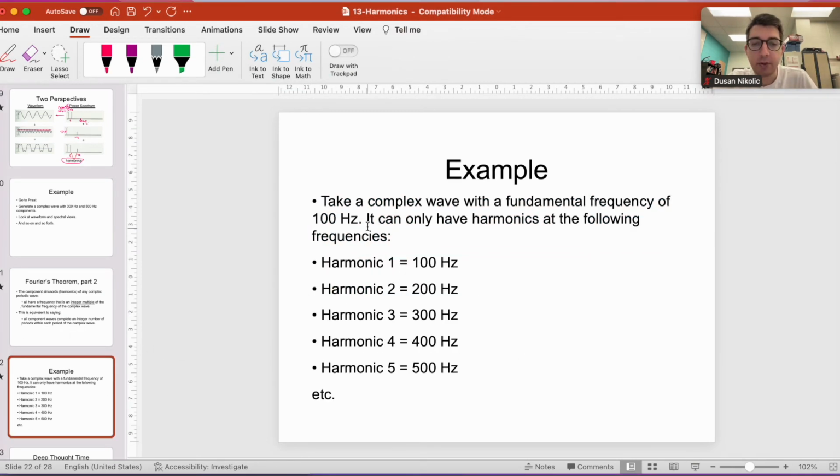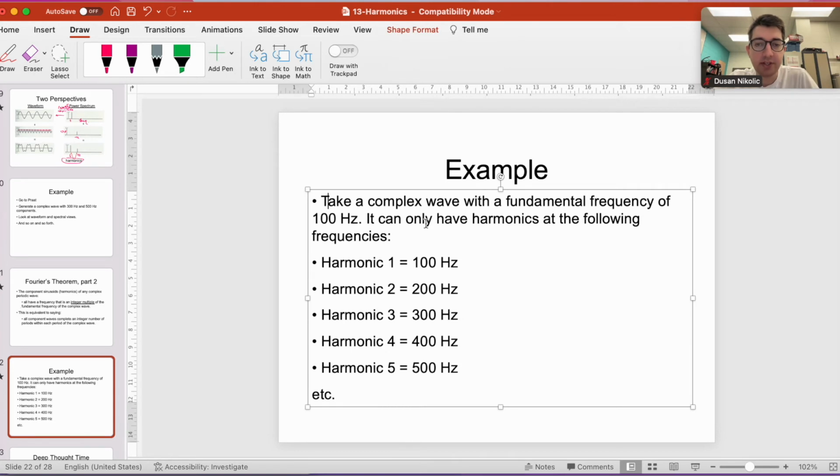An example is this one. Take, for example, a fundamental frequency of 100 hertz. It can only have harmonics at the following frequencies: 100 hertz, 200 hertz, 300 hertz, 400 hertz, 500 hertz. So it's an integer multiple of the fundamental frequency. It is being increased by 100 hertz each time, right?